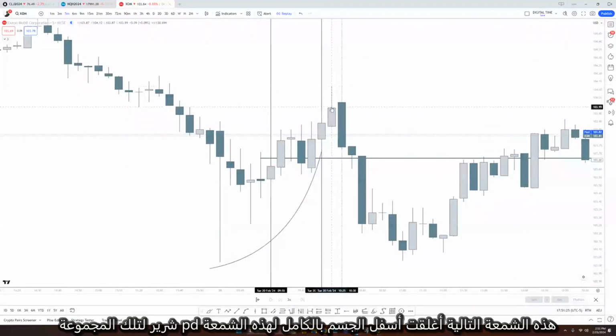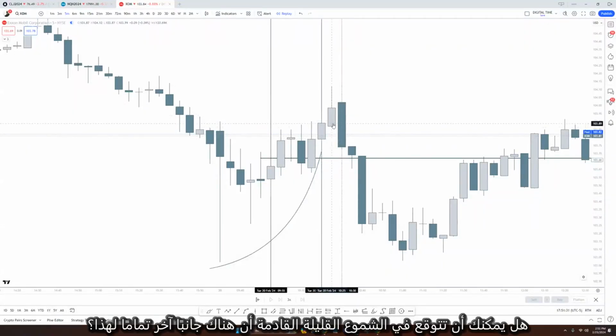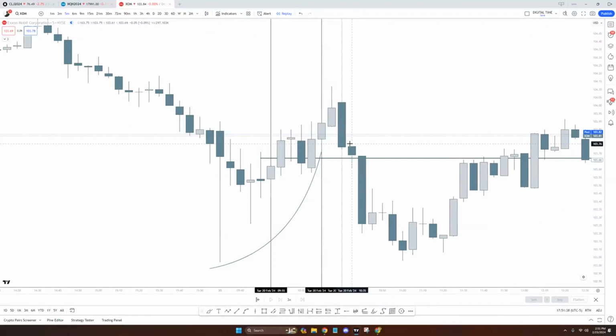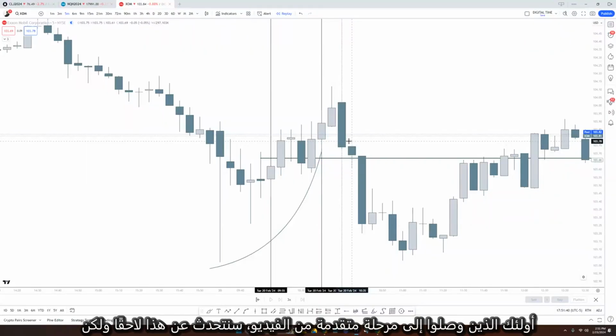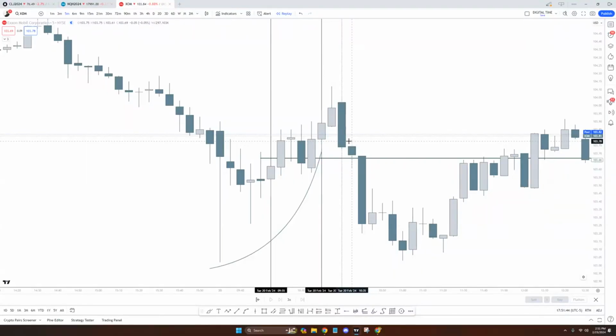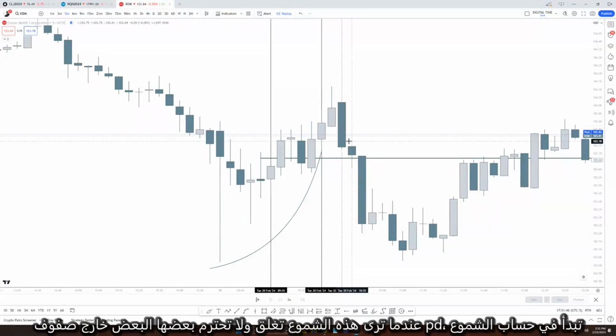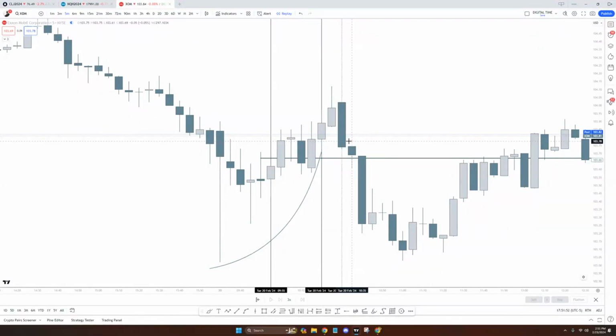Wicked to that PD array. This next candle closed beneath the entire body of this candle. What can you expect in the next few candles? And there's a whole other aspect to this. Those that have made it far into the video, we'll talk about this later on, but when you see these candles close and disrespect each other off PD arrays, you begin to candle count.